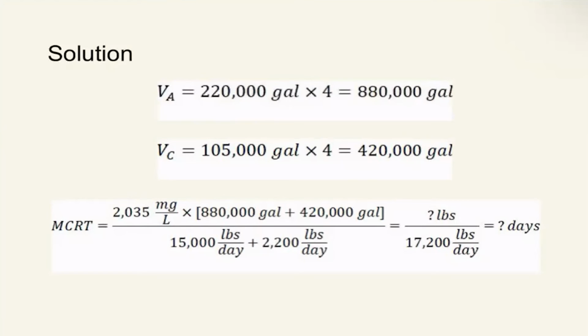Now, if you'll notice, I can plug these into the equation because I have everything I need now, but the units don't add up. We have milligrams per liter and gallons in our numerator and pounds per day in our denominator. Now, the easiest thing that I think to do is to convert the milligrams per liter and gallons to pounds. But we don't know how many pounds that is, and therefore we don't know how many days the MCRT is. But we'll go ahead and calculate that, and I'll show you how on the next couple slides.